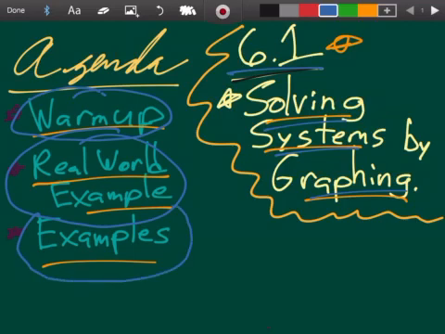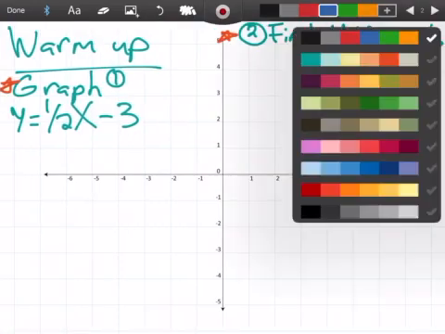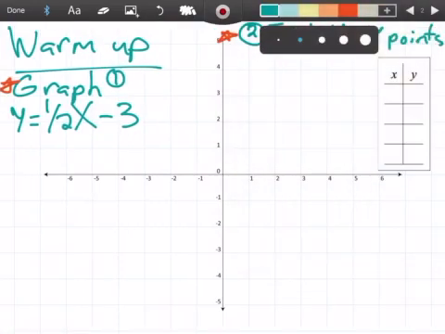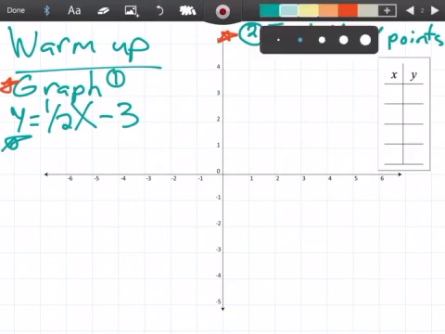Real quick, starting with the warm-up that we'll knock out first. Give this one a shot, pause the video, try to graph this out. If you were being asked to graph y equals 1/2 x minus 3, and also find 4 xy points, pause the video, give this one a shot. We'll use these skills as we move through this section, so see if you know what you're doing here. So pause the video, give this one a shot.